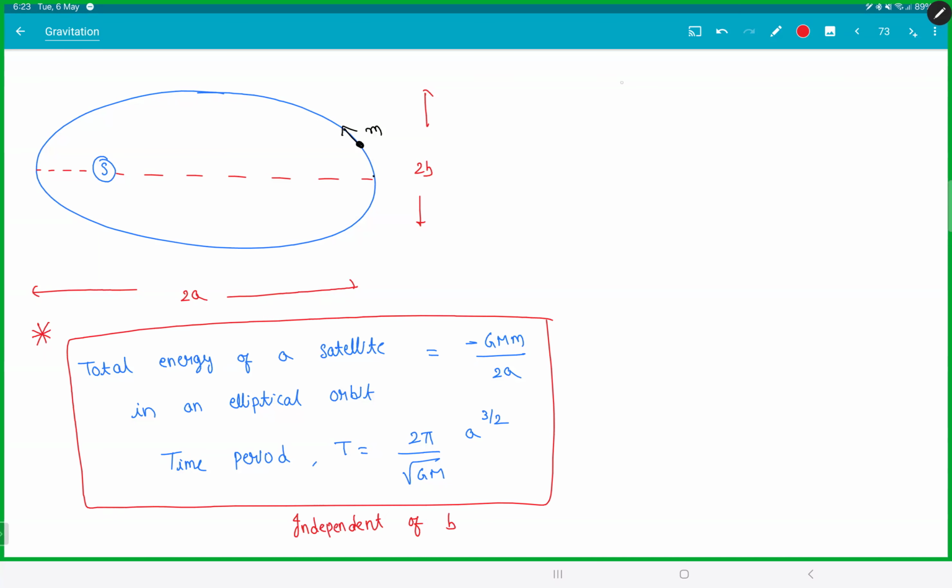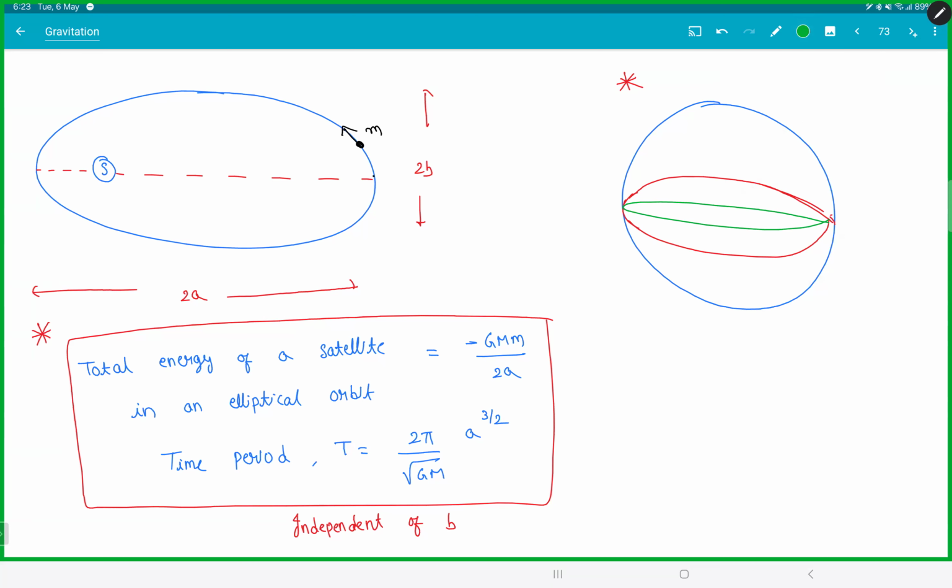So there was a question like this in JEE. They said a satellite is going in 3 orbits. There's a circular orbit, there is an elliptical orbit, and there is another ellipse. So it was given like this, 3 orbits. And the question was, compare the energies and compare the time periods. Which satellite will have more energy and which satellite will have more time period?